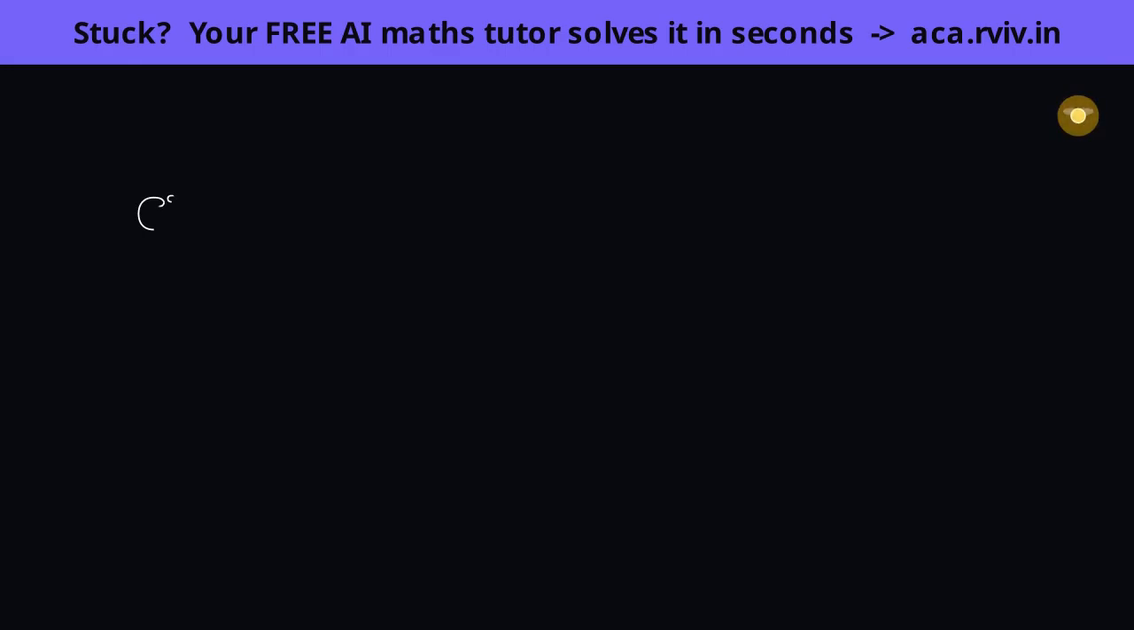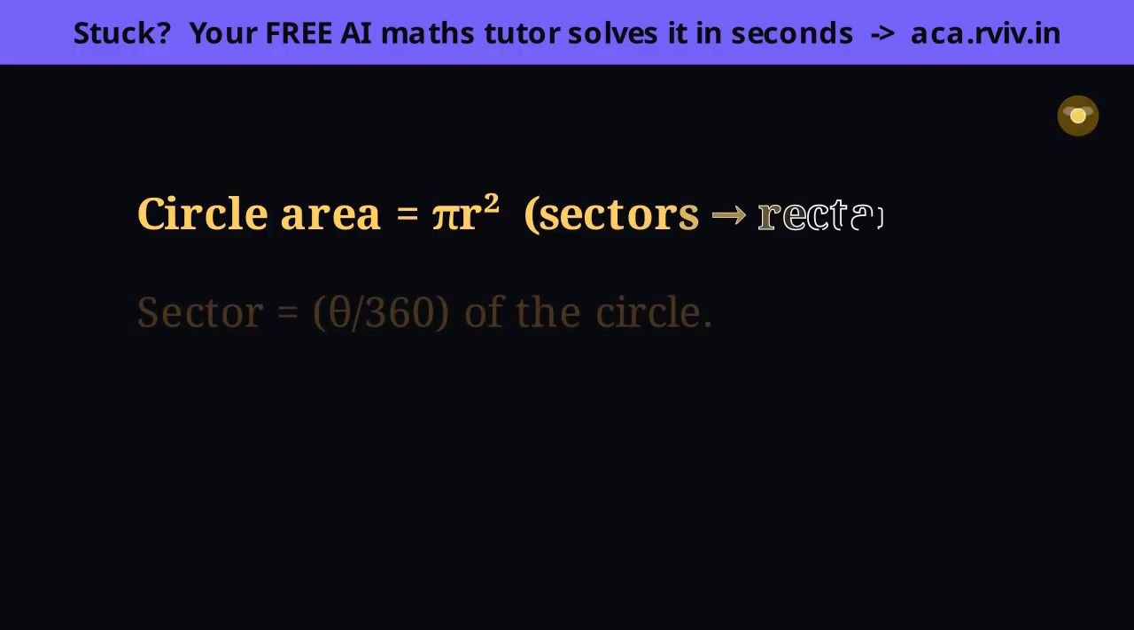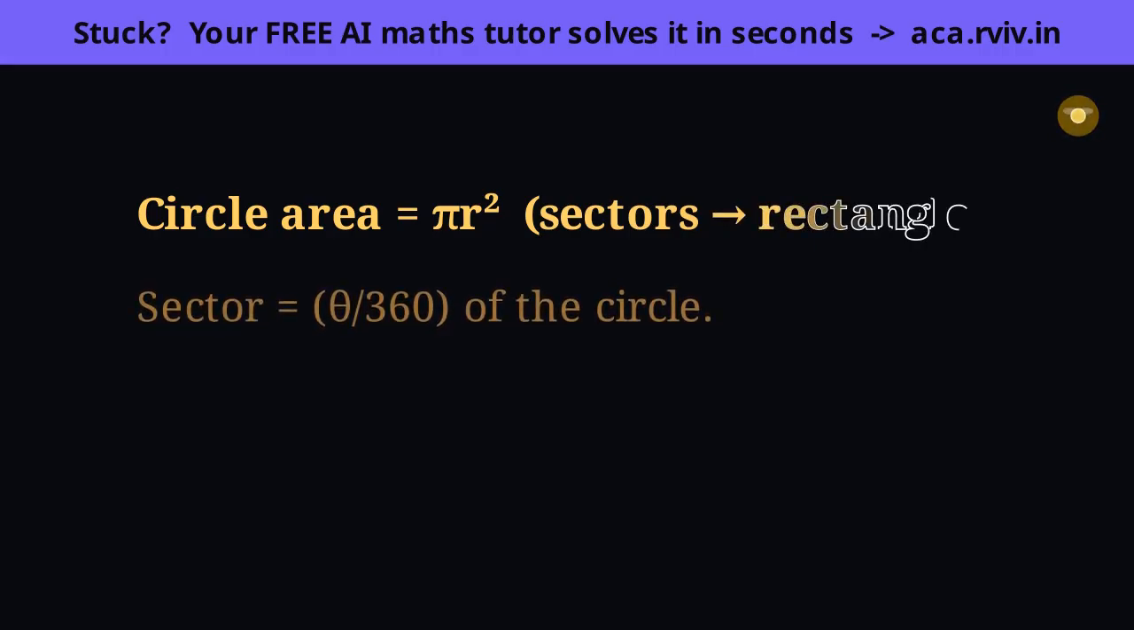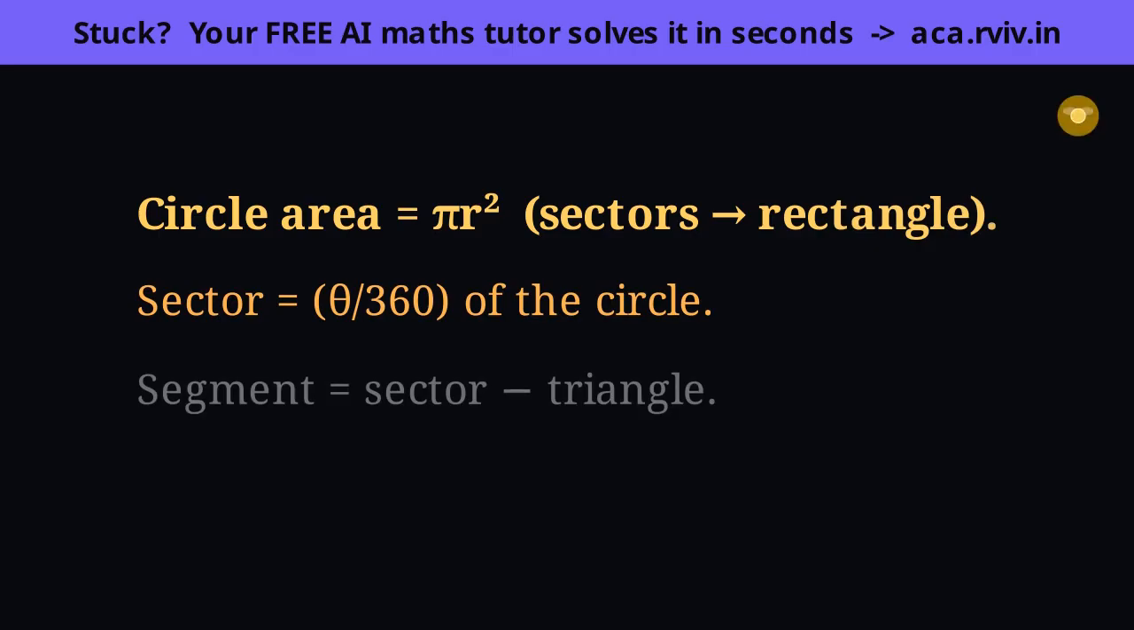And that's the entire chapter, standing on three ideas you now understand, not just memorize. 1. A circle's area is pi r squared, and you know why. Because its sectors repack into a rectangle whose sides are r and pi r. 2. A sector is theta over 360 of the circle, so it's that fraction of the area and of the arc, the same fraction doing both. 3. A segment is a sector with its triangle removed, sector minus triangle. Hold those three and every single problem ahead is just these ideas wearing different numbers.